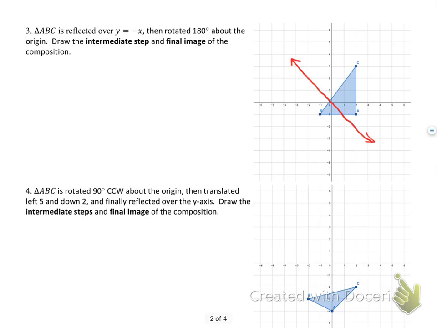And then after you've reflected it, you want to take that reflection and rotate it 180 degrees around the origin. All right, so I'm going to see in the end 3 triangles. One of them that was there to begin with, one of them that was a result of the reflection, and then one of them that was a result of the rotation. Now keep in mind, you're rotating that second triangle, not the one that you started with. So are there any questions on this?